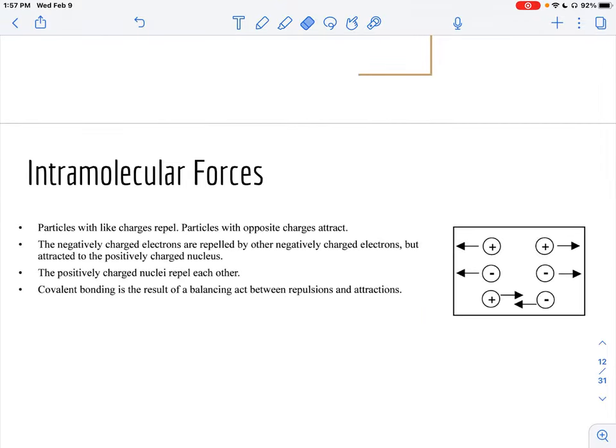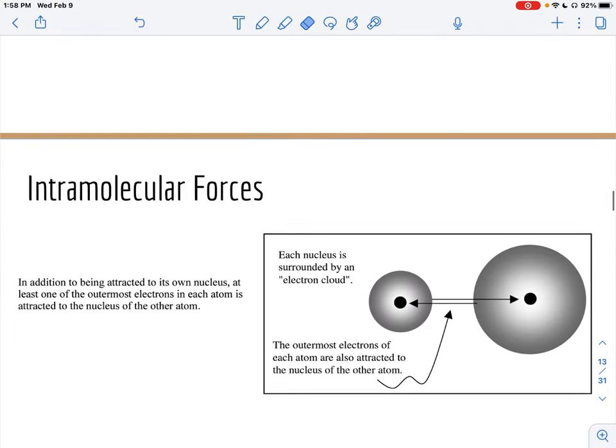Intramolecular forces are the forces within a molecule. Like charges repel, opposite charges attract. Negatively charged electrons are repelled by other electrons but attracted to the nucleus. So there are these competing forces in a molecule. Covalent bonding is the result of a balancing act between those competing forces. You also have the idea that atoms want to bond because they end up becoming more stable, so that pushes them in the right direction. But an intramolecular force is both the repulsion and the attraction: the repulsion of the negatives and negatives from each atom, and the positive and positive from each atom, and then the attraction when you have negatives from one atom and positives from the other. So there are those competing forces.